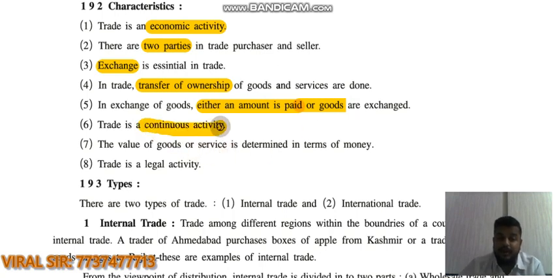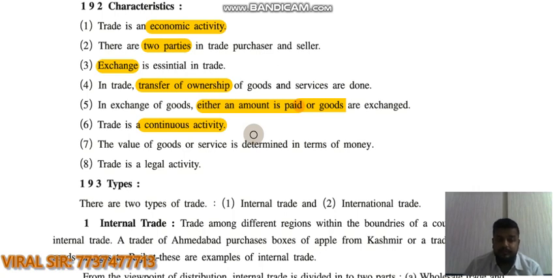This is also important. Any activity done in exchange for once or twice is not considered as trade. For consideration under trade, it should be done regularly. For example, if you go once or twice to a shop to purchase, and then the shop is shut down, then the shop is not known for doing trade. Trade should be done continuously.